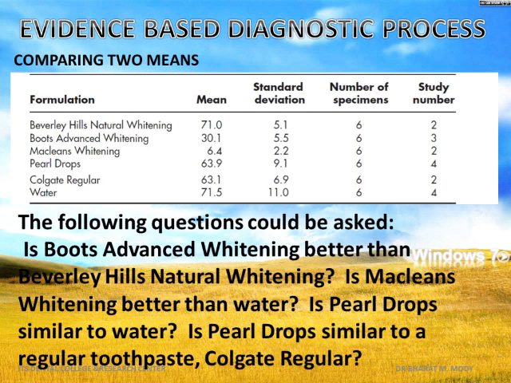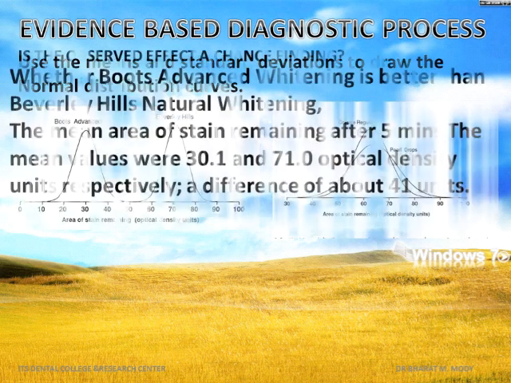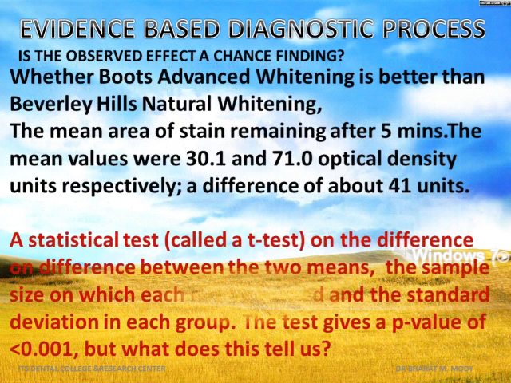All these questions can be answered by using the mean, standard deviation, number of specimens, some study number which was there. All this can be calculated very easily, and you can compare by comparing the means and using a graphical system. When you use it graphically, your comparison becomes very easy to find out which is better and which is less. So this is how comparisons are made.